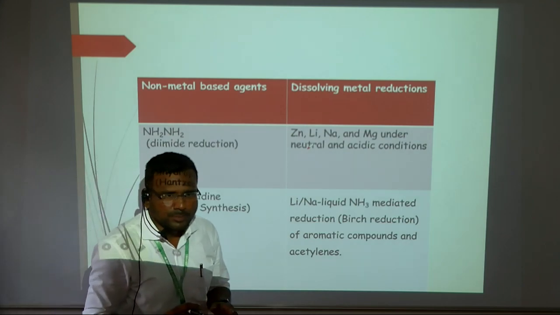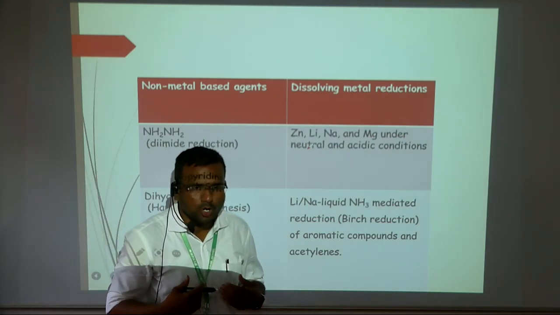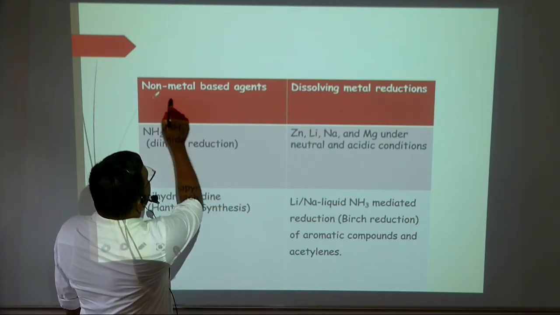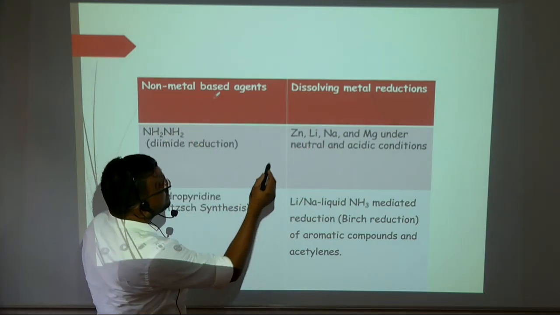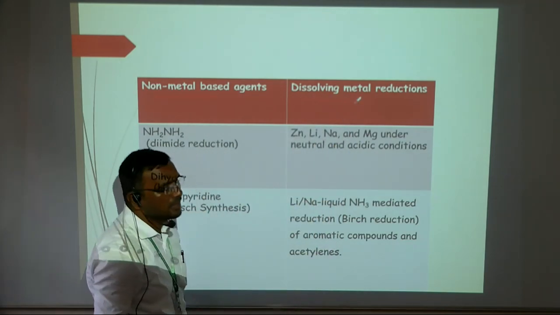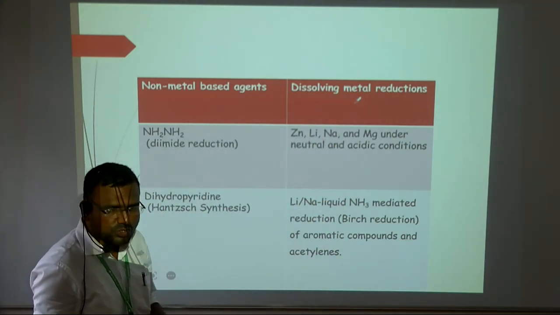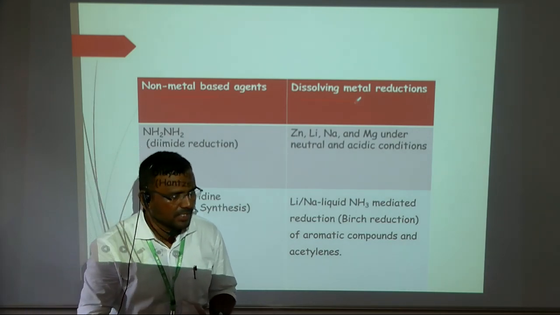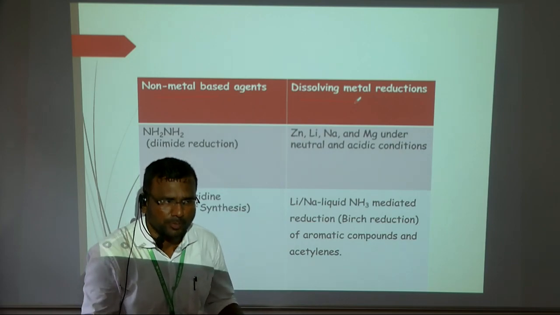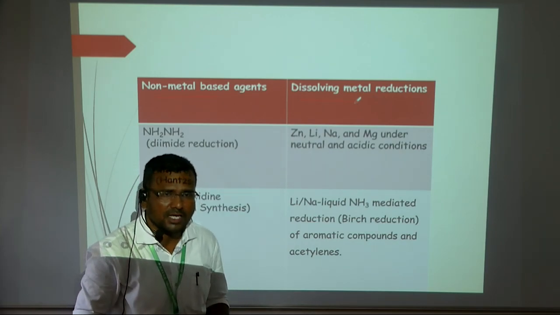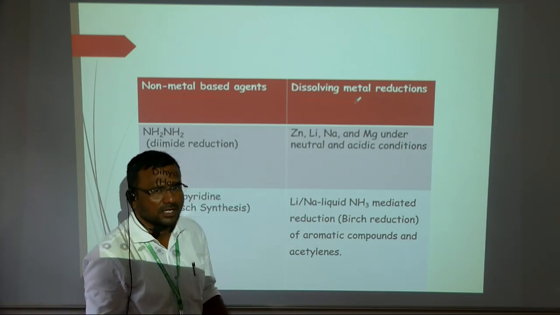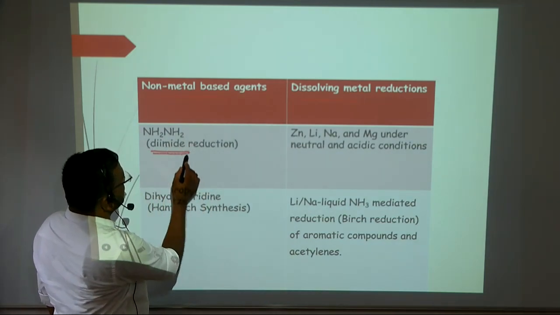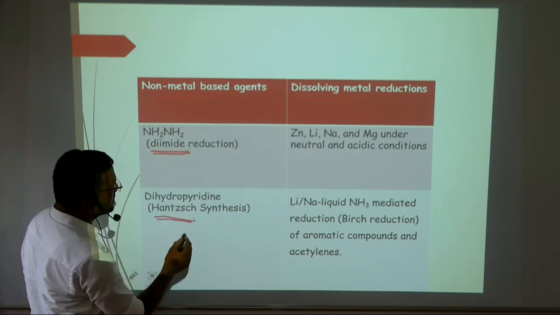Now, besides metals, there are some non-metals which also act as reducing reagents, such as non-metal-based reducing reagents and dissolving metal reductions. When you see the periodic table, most of the elements are metals and very few elements are non-metals. So, some non-metals are also used as reducing reagents. Some examples are here. First one is diimide. Second one is Hantzsch ester.